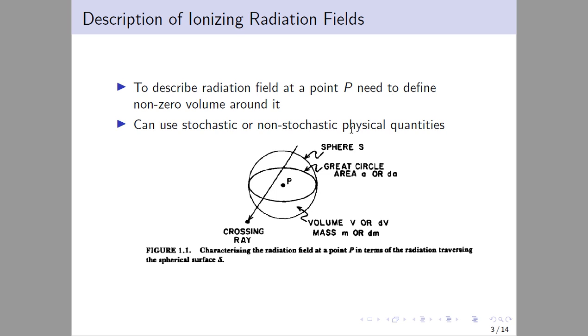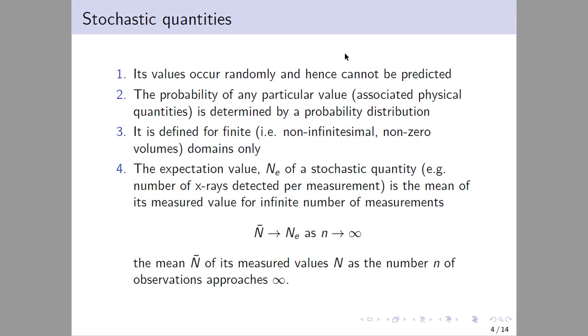Here we can see the point P and the passing rays. We can change the volume, or the volume depends on the time, or the mass depends on the time, so the width or the area of the point. We can use this graph as our starting point.